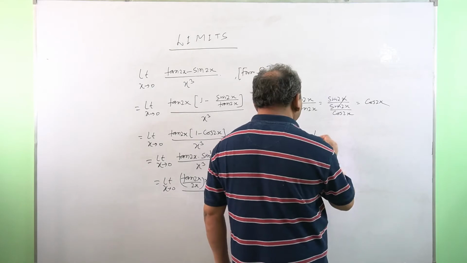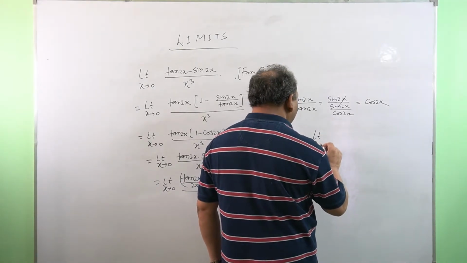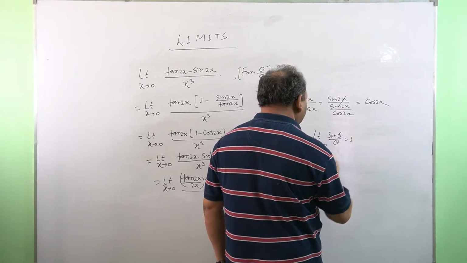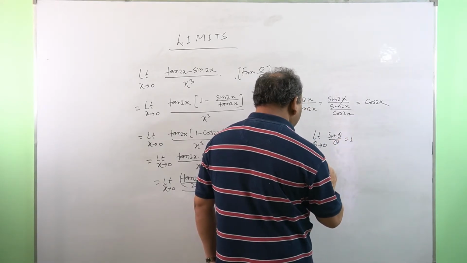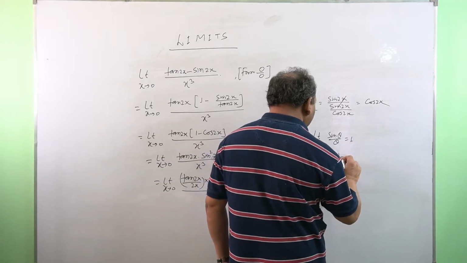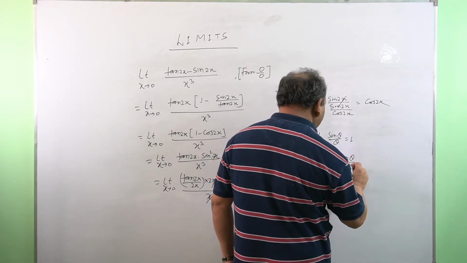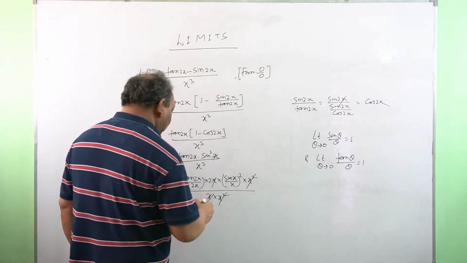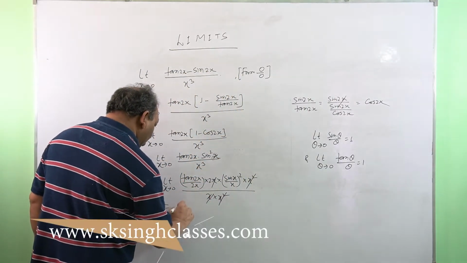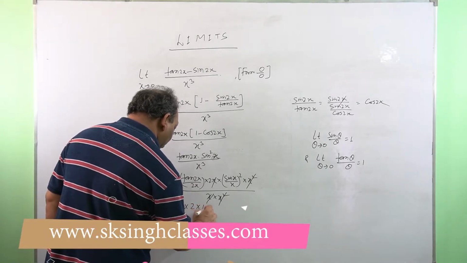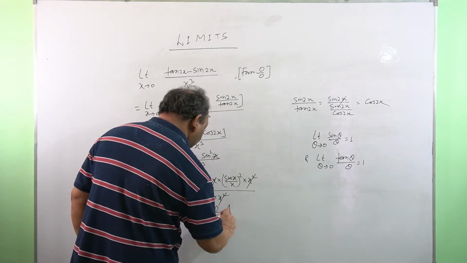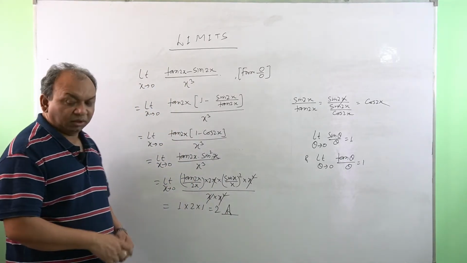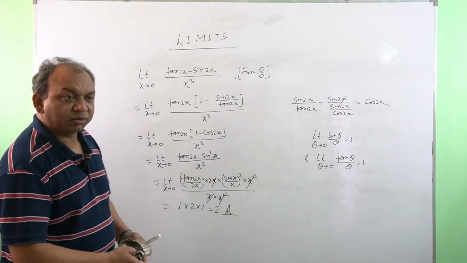And we know the formula limit theta tends to 0 sin theta by theta is equal to 1, and limit theta tends to 0 tan theta by theta is also 1. So we can use these two formulas. 1 into 2 into 1 means 2. So 2 is the required answer of this limit. Okay, let's take another question.